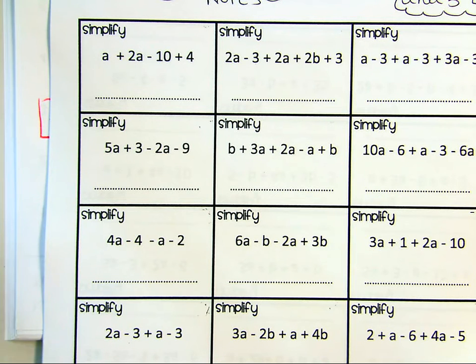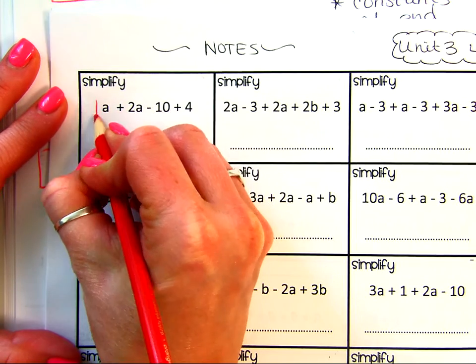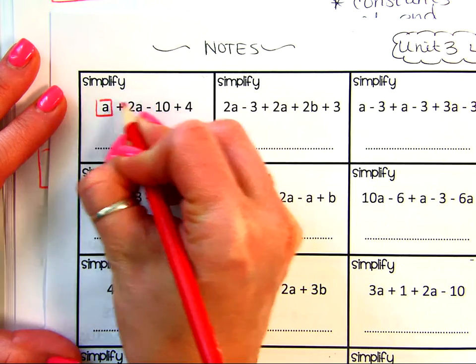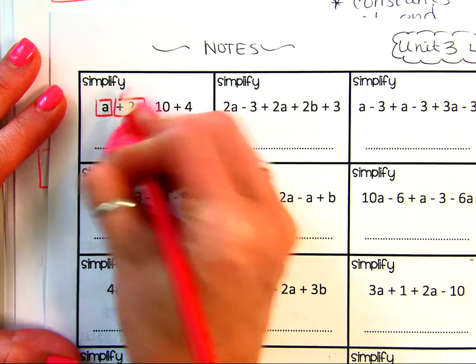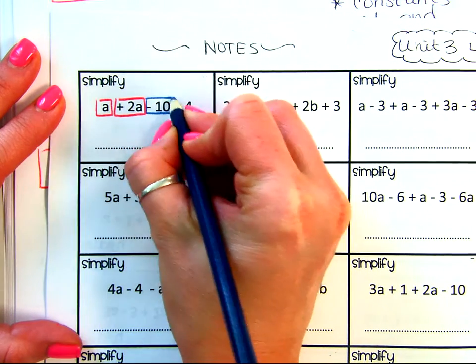You are going to have to understand that. I know this is like 10 minutes into it, but your goal is to not have to use colors at some point, right? Okay. We'll use a color for the first few. Let's go ahead and say A, 2A, a negative 10, and a positive 4.